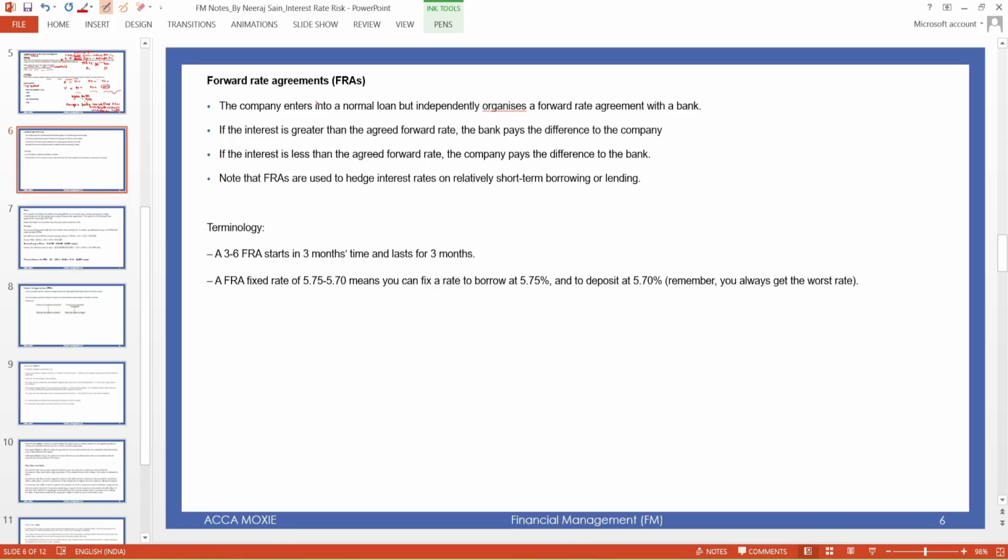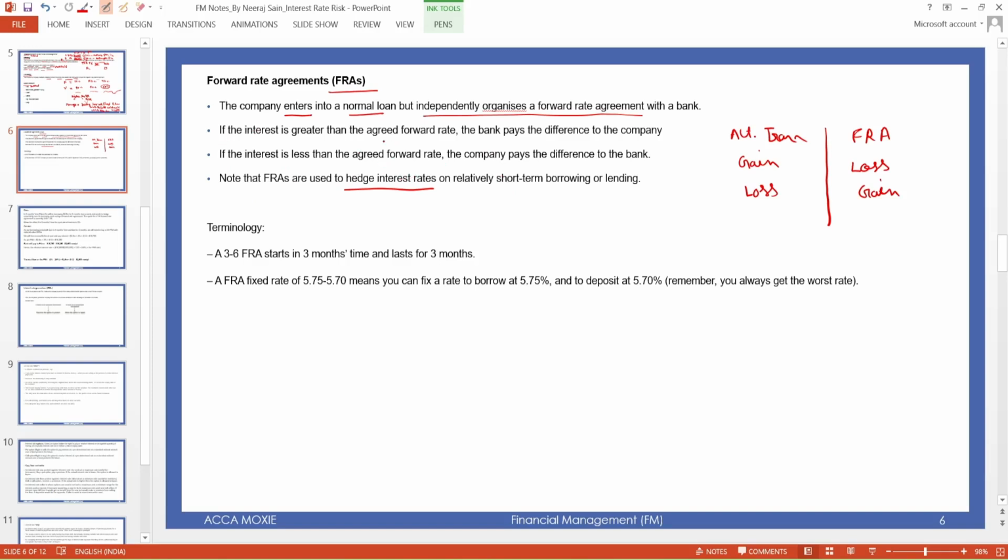A forward rate agreement means the company enters into a normal loan but independently organizes a forward rate agreement. This is the actual transaction, and this is the forward rate agreement. Both are separate. If you gain here, you definitely lose there, and if you have a loss here, you will gain in the forward rate agreement. Its purpose is to hedge interest rate risk, not to earn profit.